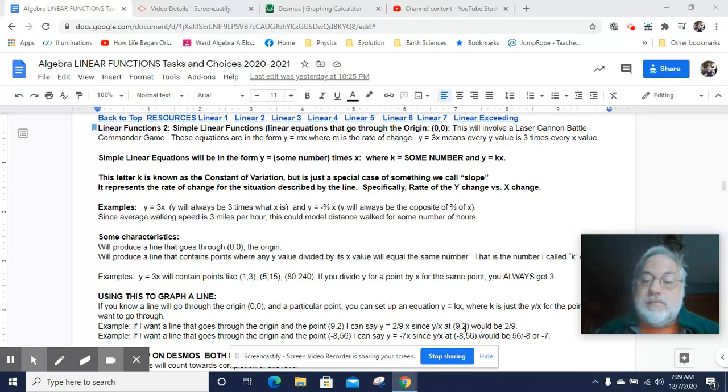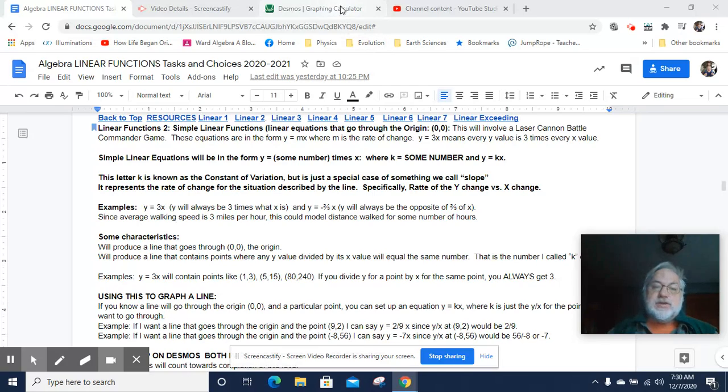They involve just a whole set of y values and x values, where every y value is exactly the same number times the x value. It's just going to be always consistently the same number. So y equals 2x would mean all y values are 2 times the x value. Y equals negative 5x means every y value is negative 5 times every x value.